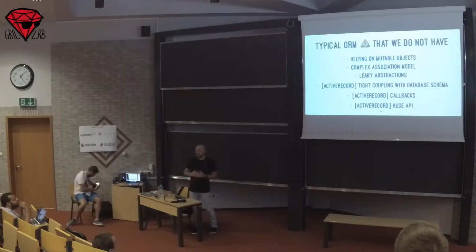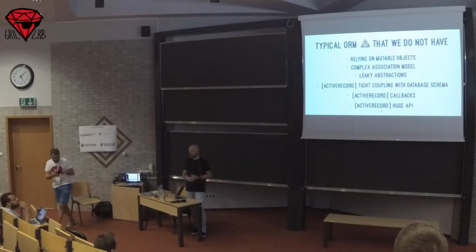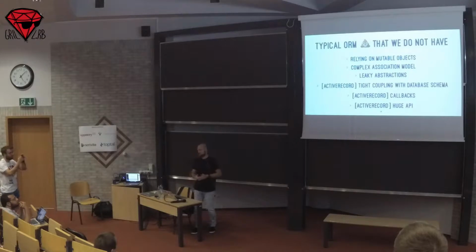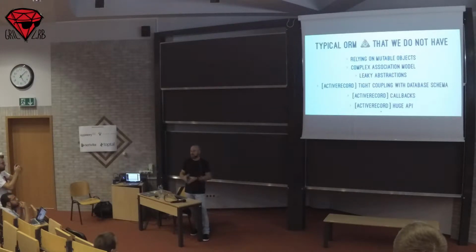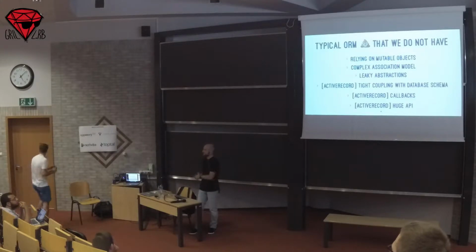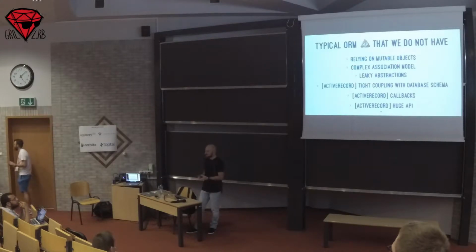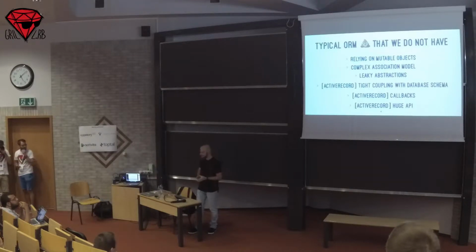We also don't have a very complex association model. We do have associations, and they are complicated because associations are just complicated. But we try to keep them as simple as possible. We also don't have leaky abstractions. This is very common for ORMs. In ROM, like everything that is public API, this is a first-class concept. If you're using relations and you use queries, this is a first-class idea. There are no leaky abstractions there. We don't have things like find by SQL, for example, as a workaround.